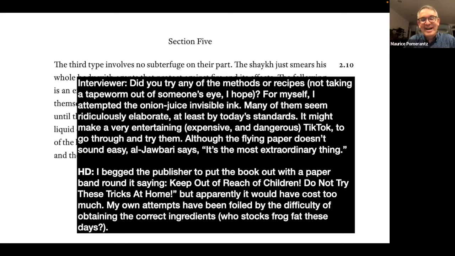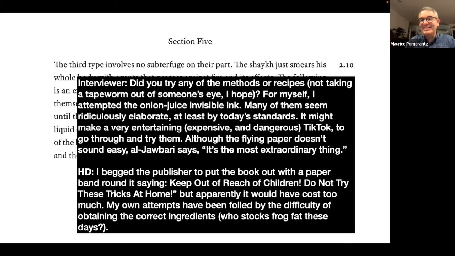Humphrey Davies answered, and I remember him telling me this joke, I begged the publisher to put the book out with a paper band around it saying, keep out of the reach of children, do not try these tricks at home. Because we don't want people climbing into ovens and smearing themselves with frog fat. But apparently the publishers denied this. They said it costs too much.